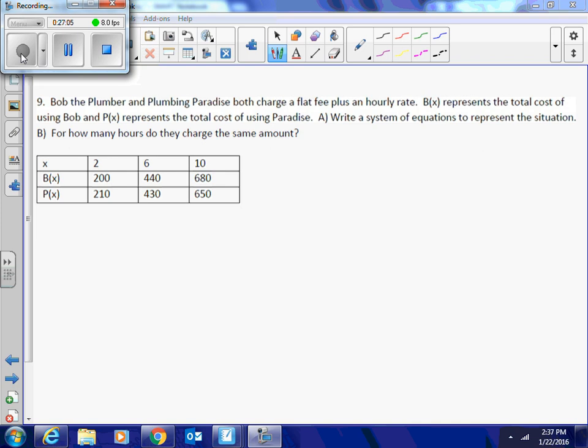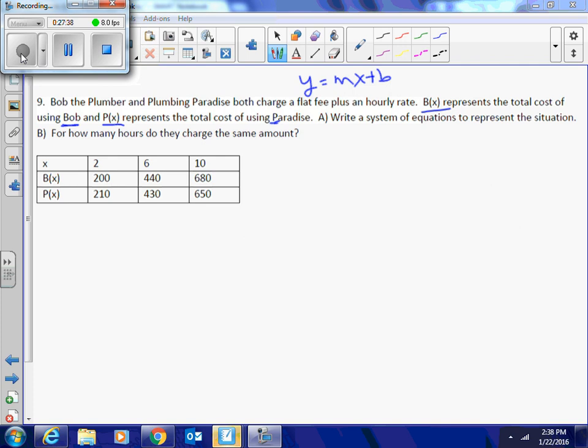Question 9, Bob the plumber and Plumbing Paradise both charge a flat fee plus an hourly rate. That tells us we can write an equation in slope-intercept form. Let's call B of x the total cost using Bob's, B for Bob, and P of x will represent the total cost using Paradise, P for Paradise. We are told to write a system of equations to represent the situation and find out how many hours it will be when they charge the same amount.